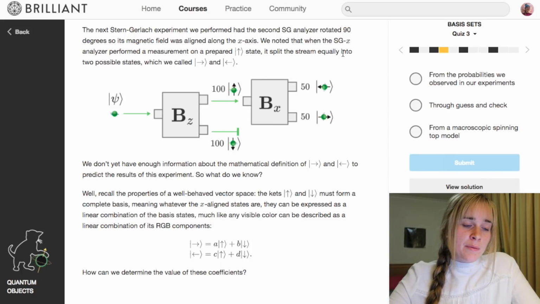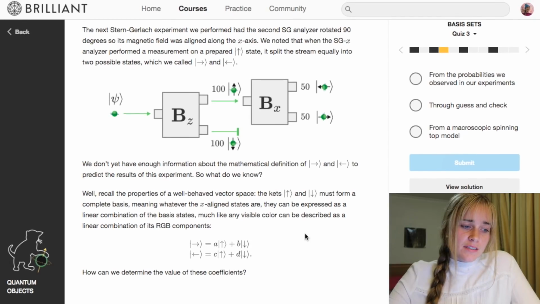So what we see is that when we feed in something that's already been measured to be in the spin-up state, it's split equally into spin left and spin right. 50% is the probability of each of these, so it's equally likely to be in either of these two streams. So what we're doing is thinking about how we can represent this mathematically, I guess how we write the probability of this happening.